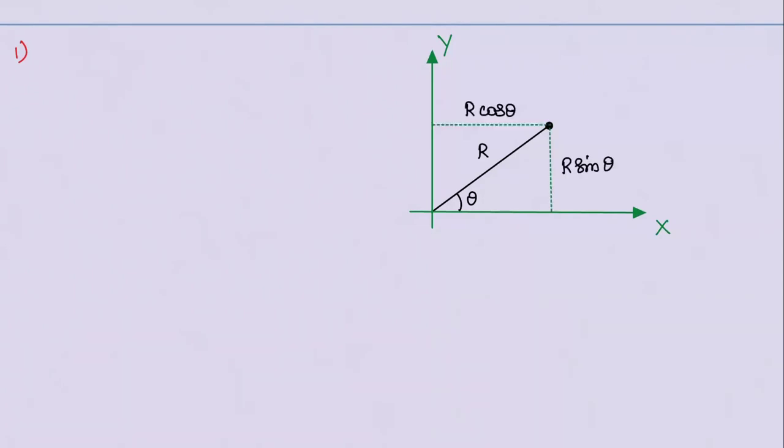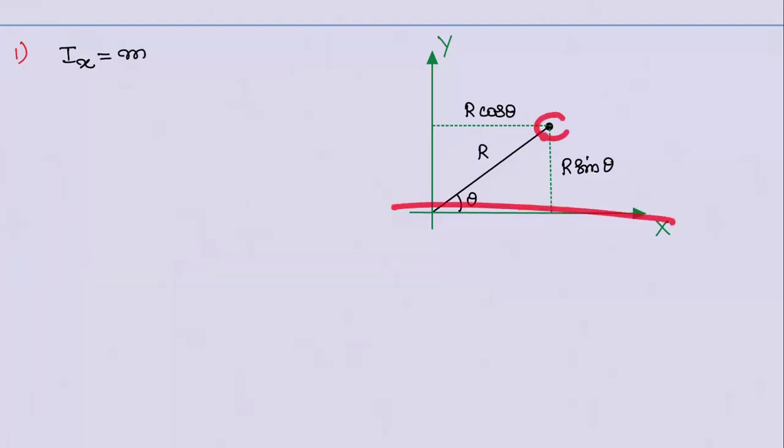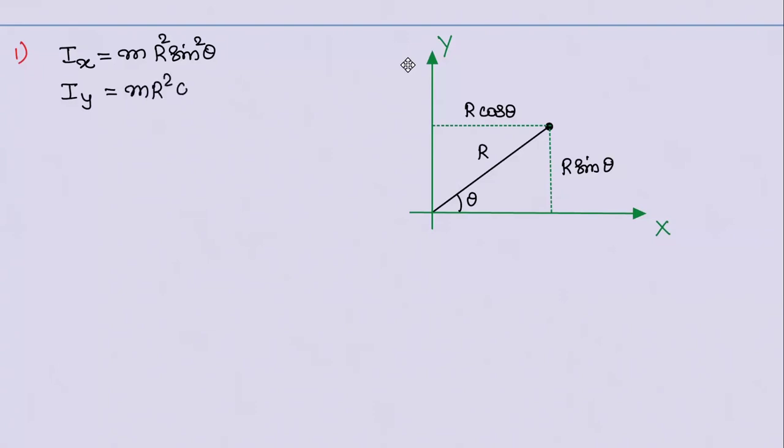Will you accept it? Now tell me, when I calculate moment of inertia about x-axis, Ix is equal to m, m is m only. You don't have any problem. What is the perpendicular distance from x-axis to the particle? R sin theta. So m r square sin square theta will come. Then what is Iy? Tell me. mr square cos square theta.